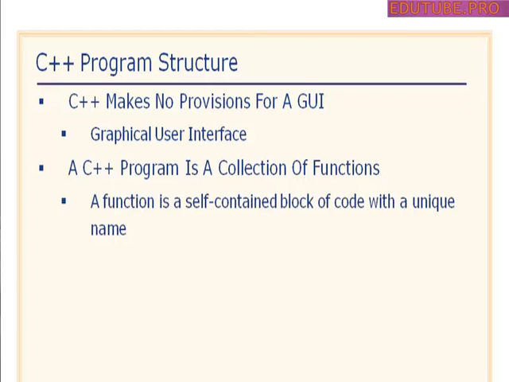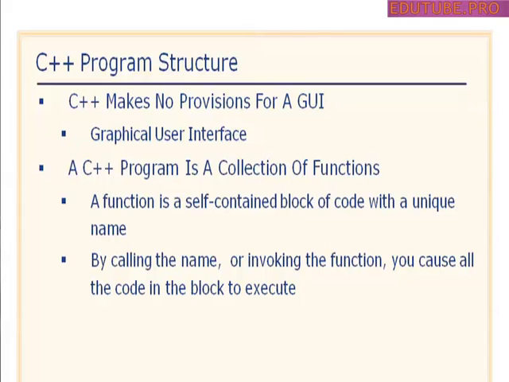Now a C++ program, when it's all said and done, is simply a collection of functions. Now a function, you ask, and I answer, is a self-contained block of code that has a unique name. In other words, we're going to write some lines of code, could be 2 lines of code, could be 2,000 lines of code, and we're going to give it a name, right? Get data, feed dog, whatever we want it to do.